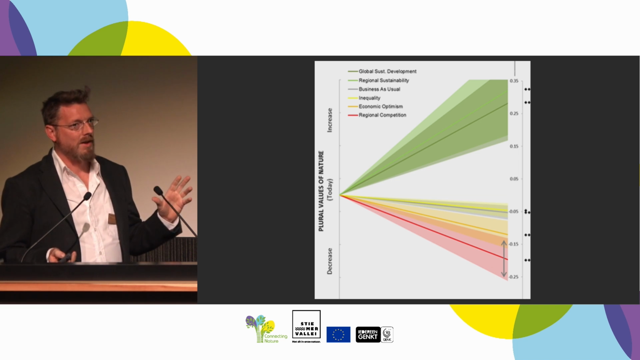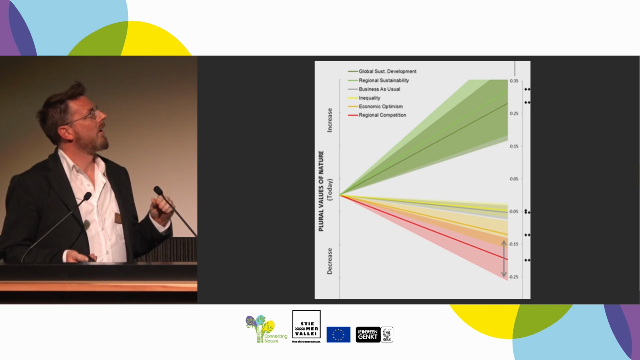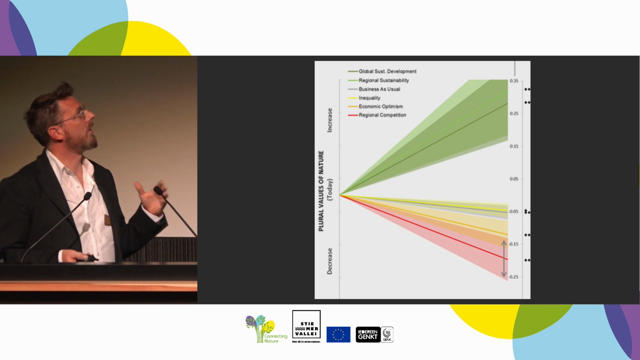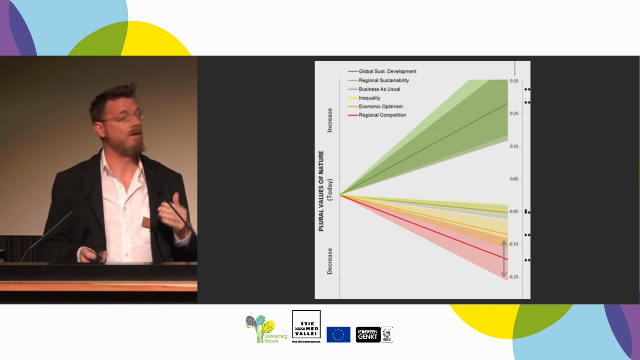But the hopeful thing is that it's not too late. There are plausible scenarios, and these are not naive scenarios, with regional and global sustainability actions which can actually increase the total value of nature and turn around the trend and improve the state of nature. And this graphic is not for the global IBIS results, but for Europe and Central Asia. So this makes it a little bit closer by.